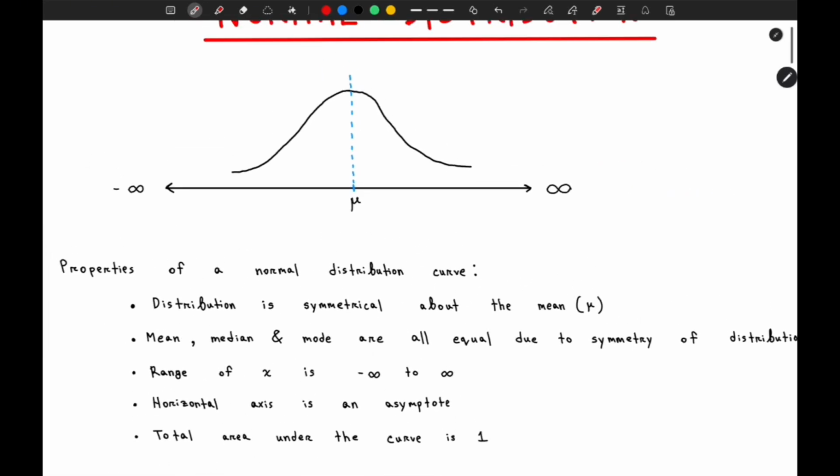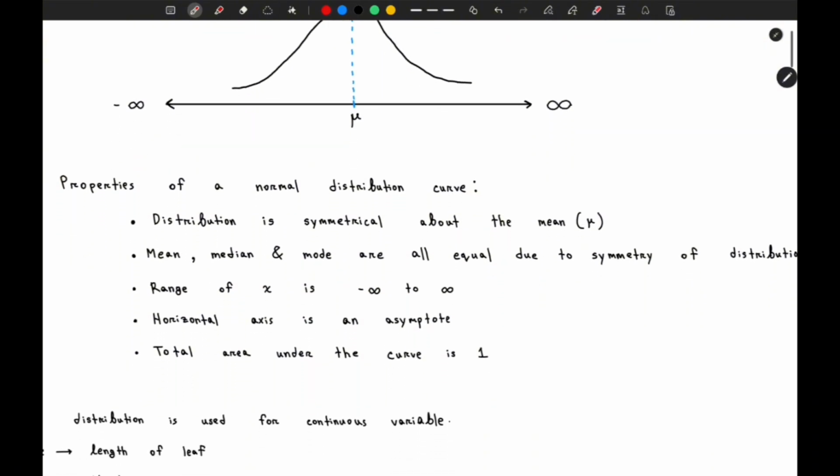And the range of x, or the domain, is from negative infinity to infinity. So there are infinite values of x. And the horizontal axis is an asymptote to the normal distribution curve. And the total area under the curve is always 1. I will explain that in a few minutes, but just remember this point.